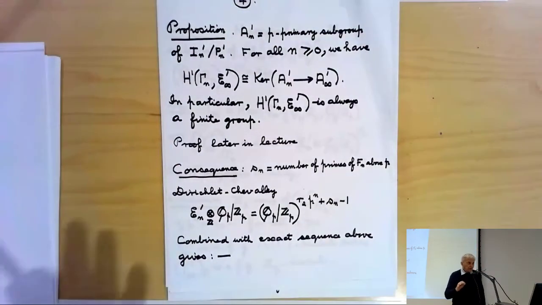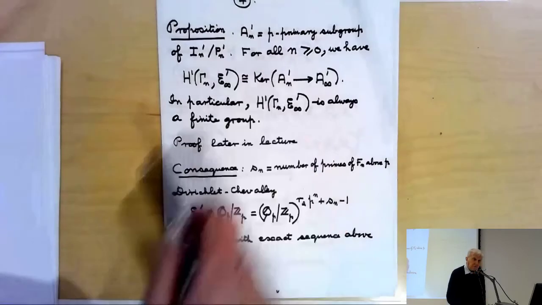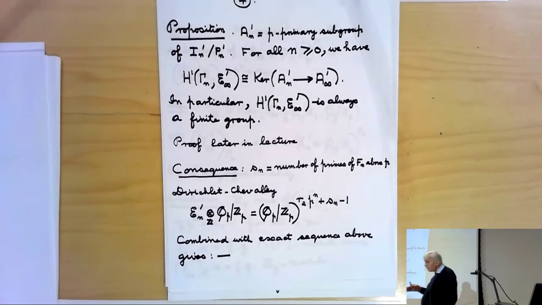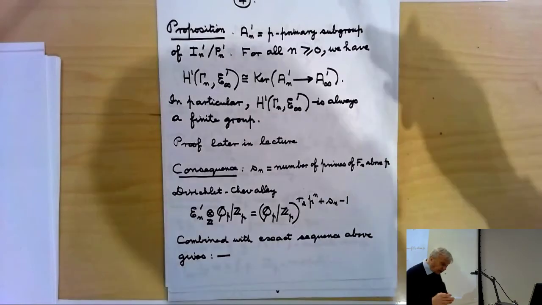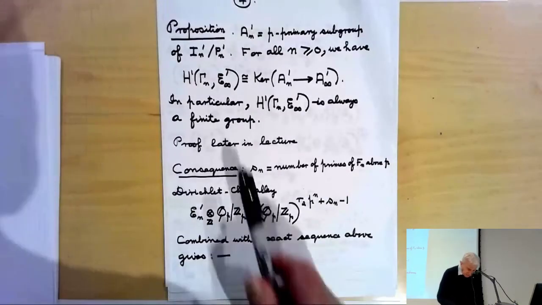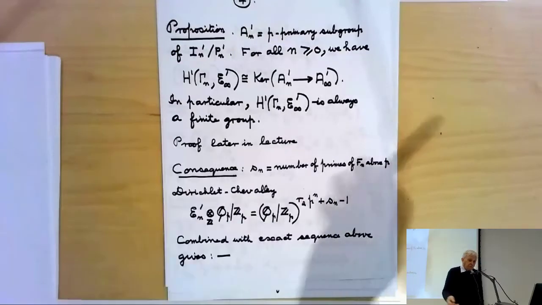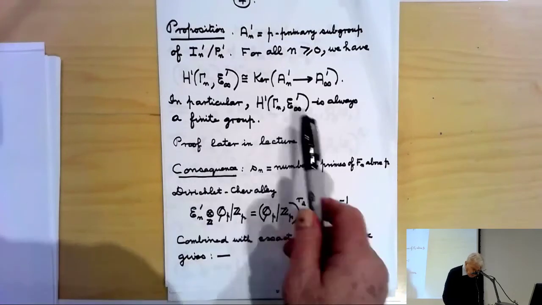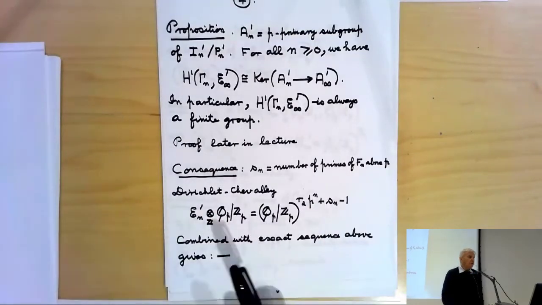And by the way, this is here for this isomorphism. It is essential, as we'll see when we come to the argument, that you actually work with the prime ideal class group and the prime unit group. It's false that you get an isomorphism if you work with the whole ideal class group and the whole unit group. So it is important we're working with that now to get an isomorphism. So in particular, because An prime, of course, is a finite group, the conclusion is that H1 of gamma n, E infinity prime is always a finite group.